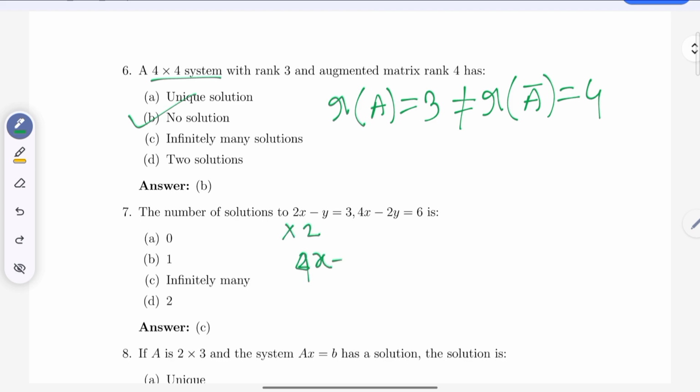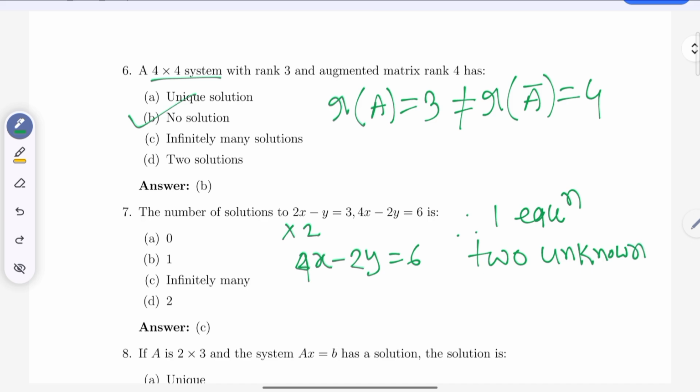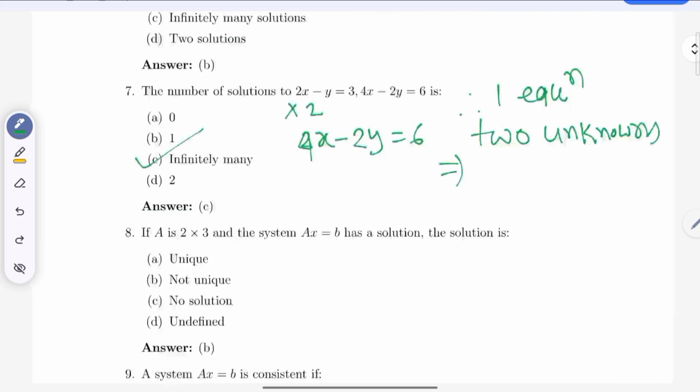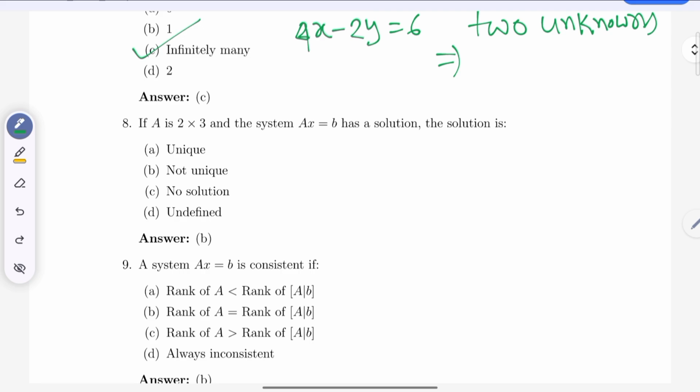Next question, if we multiply the first equation by 2, then we obtain 4x minus 2y equal to 6. So again one equation with two unknowns. Then we all know that this will give us infinitely many solutions. So option C is correct. You have to remember this always, that is, if you have one equation with two unknowns, then the solution will be infinitely many solutions.